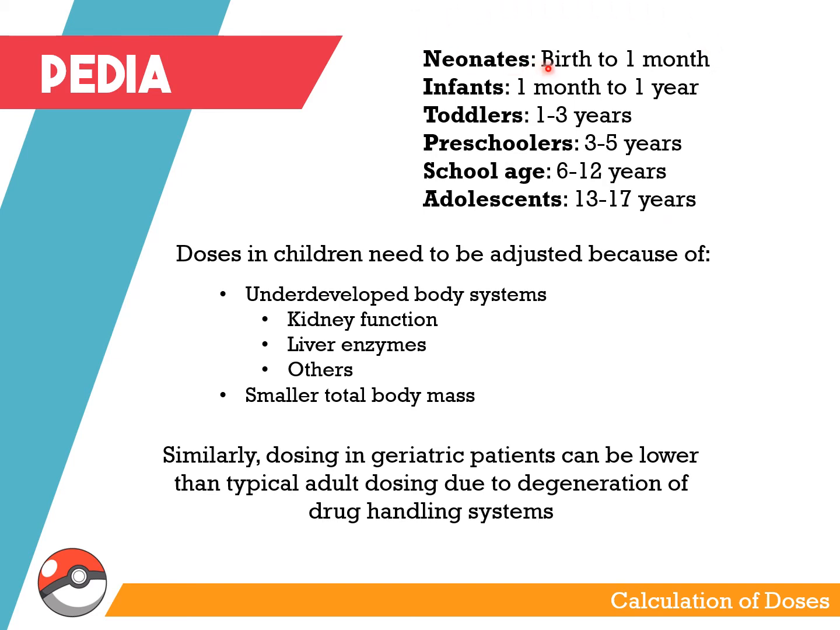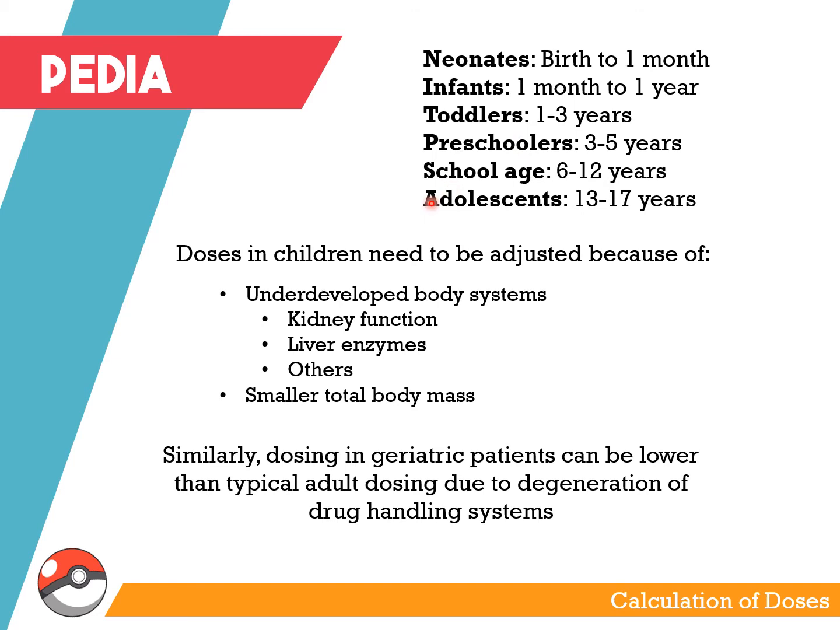When a child is from birth to 1 month, it is called a neonate. 1 month to 1 year, infant. 1 to 3 years, toddlers. 3 to 5 years, preschoolers. 6 to 12 years, school age. And for 13 to 17 years, adolescents.